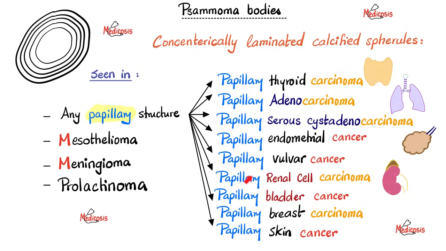Papillary renal cell carcinoma, psammoma bodies. Papillary bladder cancer, psammoma bodies. Papillary breast cancer, psammoma bodies. Papillary skin cancer, also psammoma bodies. Any papillary pathological structure can have psammoma bodies. So on your exam question, when the professor asks which of the following is characterized by the presence of psammoma bodies, just look for the word papillary and choose the answer and it will be the correct answer.